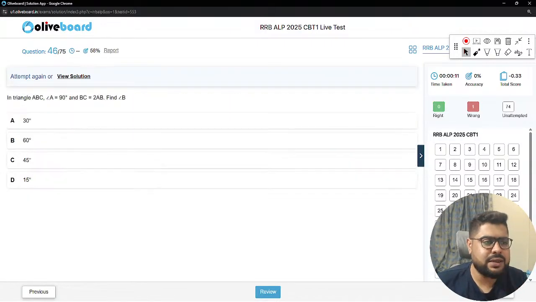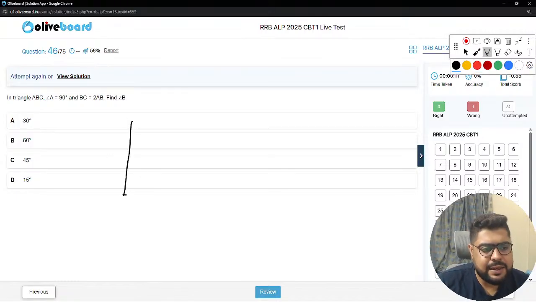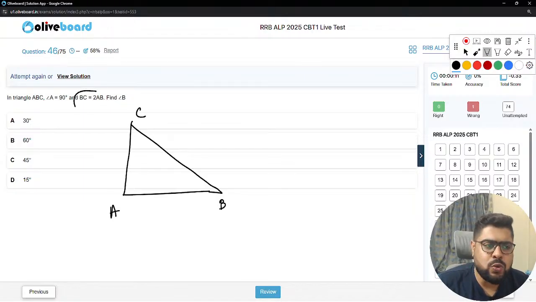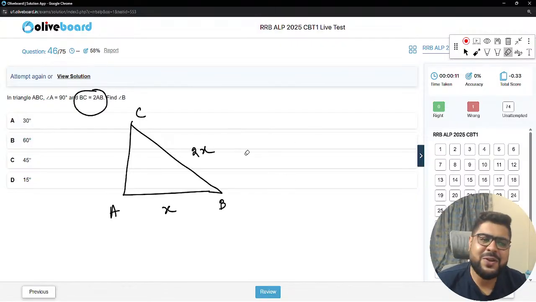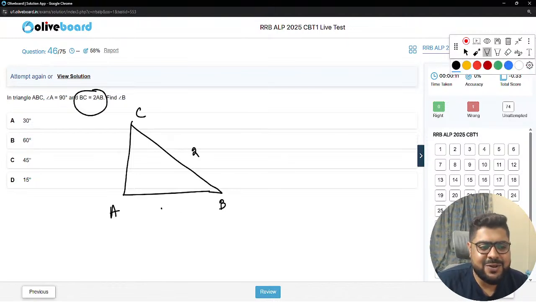Next one. Let's see this. In triangle ABC, A is 90 degrees. So this is A, this is B, this is C. BC is twice of AB. AB is X, so this is 2X. This is very simple, sir. Let me do one thing. Let me reduce your work even a little bit. You don't need to take X, take 1, because I need only angles, which will come in ratio. It is 1, it is 2. So this has to be, sir, √3.